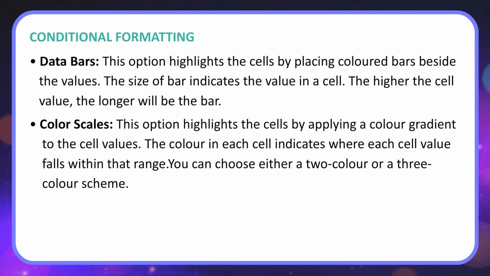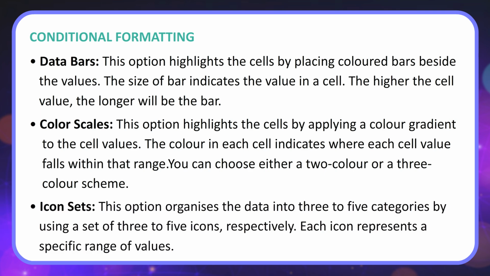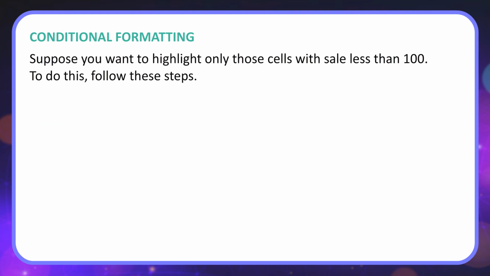Color scales. This option highlights the cells by applying a color gradient to the cell values. The color in each cell indicates where each cell value falls within that range. You can choose either a 2-color or a 3-color scheme. Icon sets. This option organizes the data into 3 to 5 categories by using a set of 3 to 5 icons, respectively. Each icon represents a specific range of values.